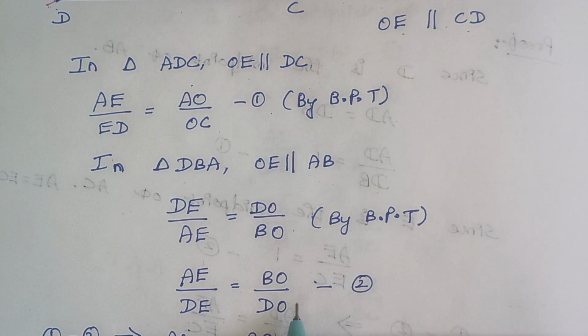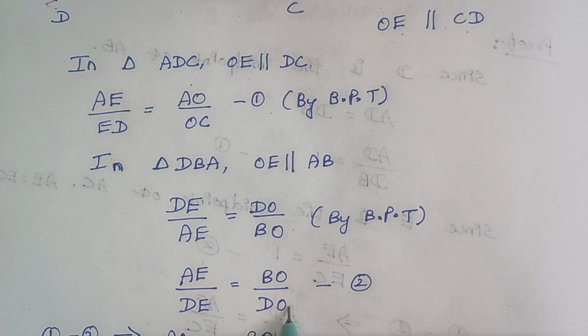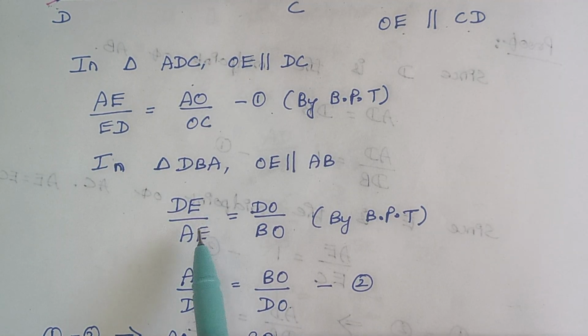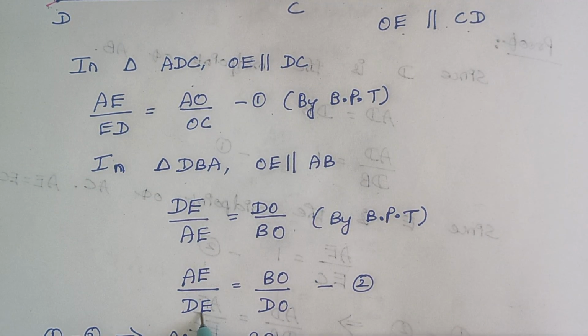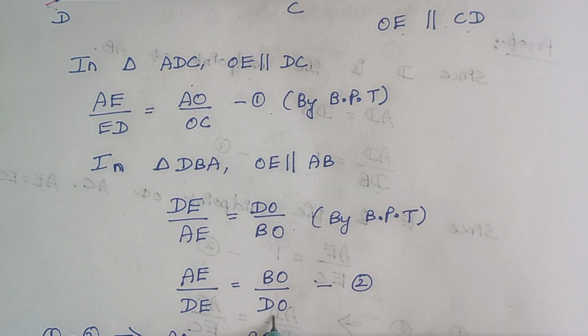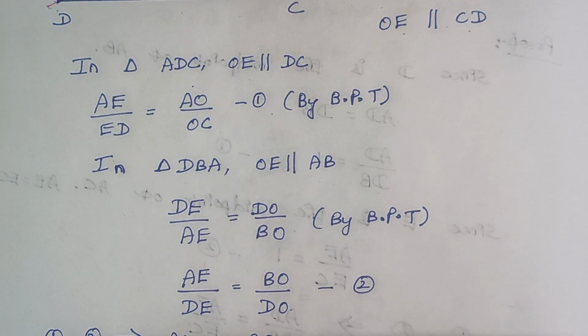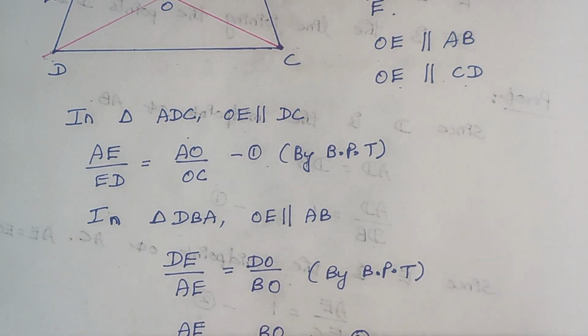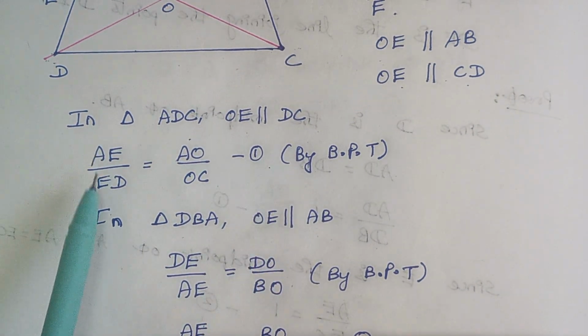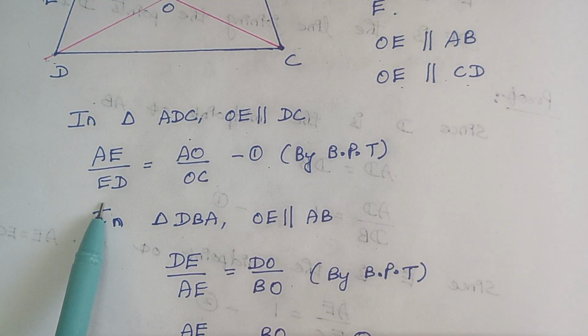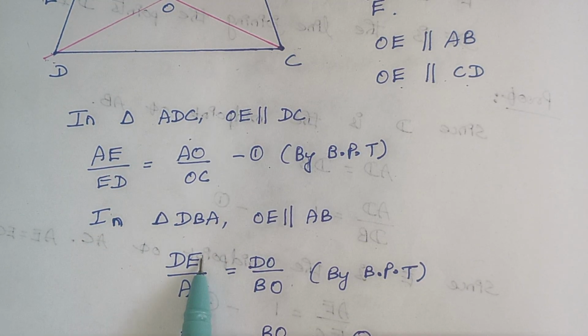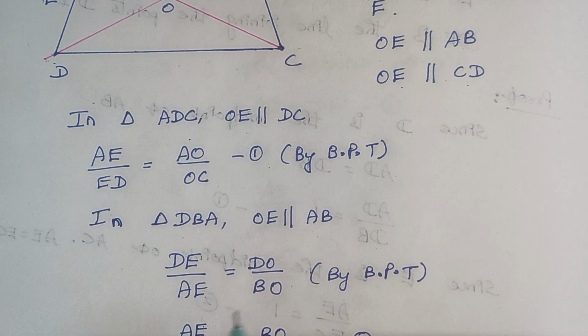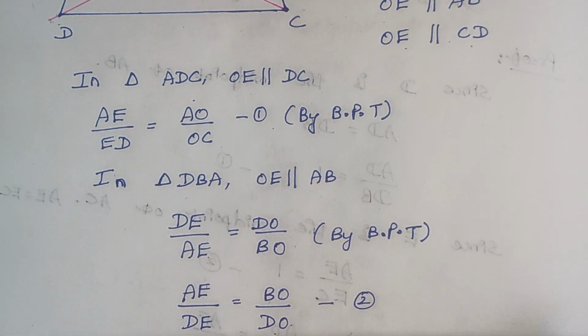Here we are taking the reciprocal. When you take the reciprocal, DE by AE becomes AE by DE, and here it becomes BO by DO. Why are we taking the reciprocal? When you compare equation 1, it is in the form of AE by ED, but here it is DE by AE. So I want the same form, and that is the reason I am taking the reciprocal.